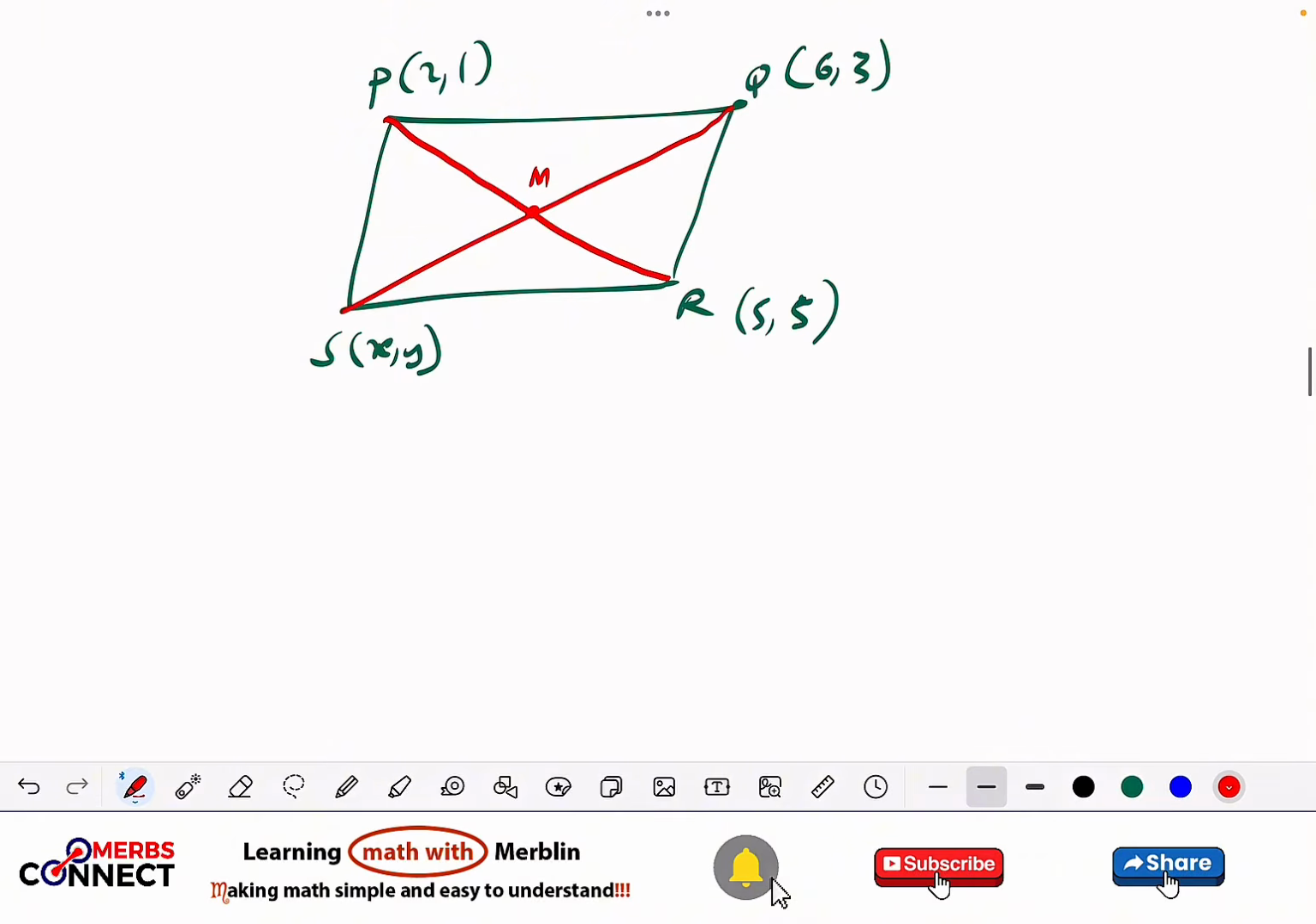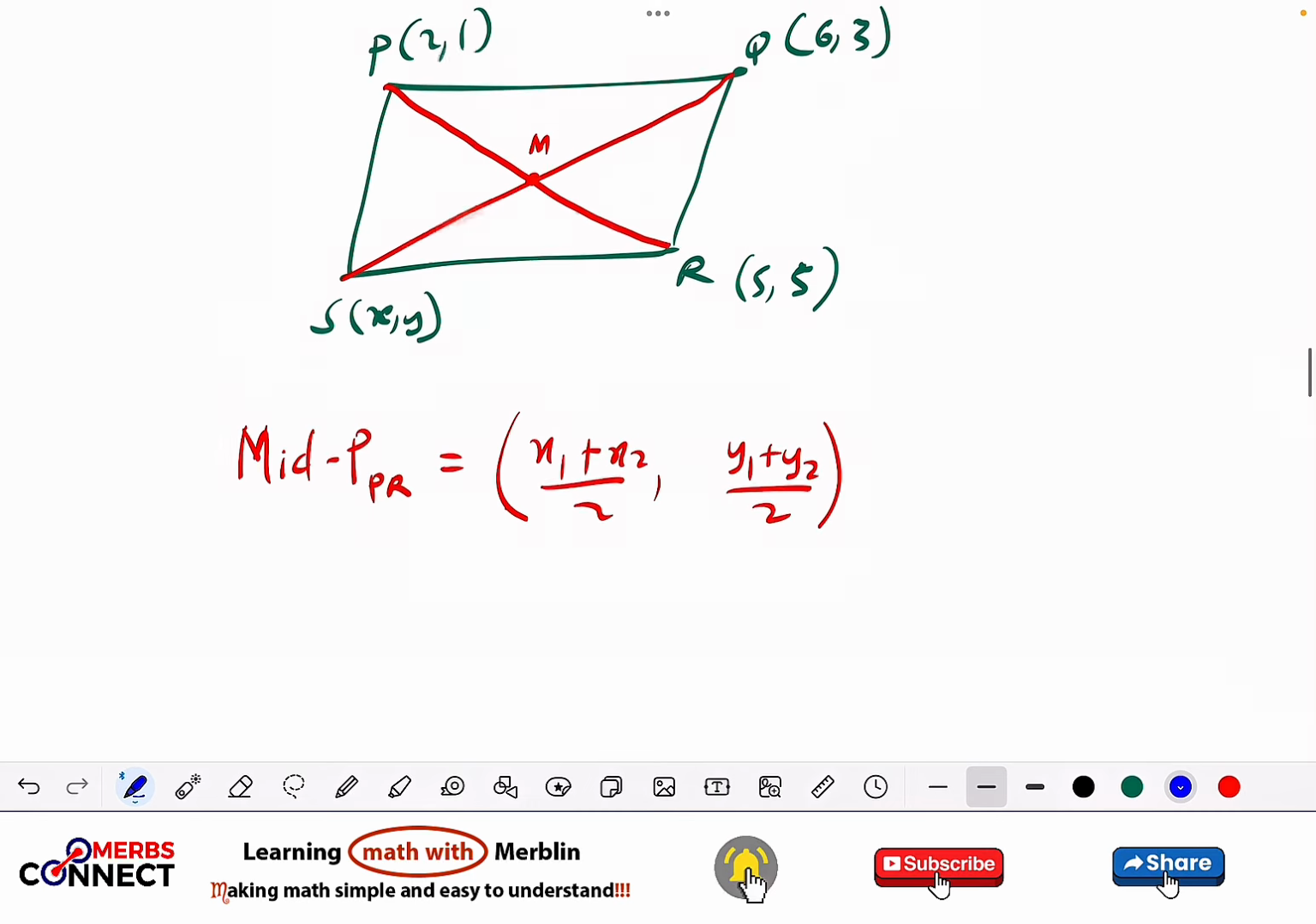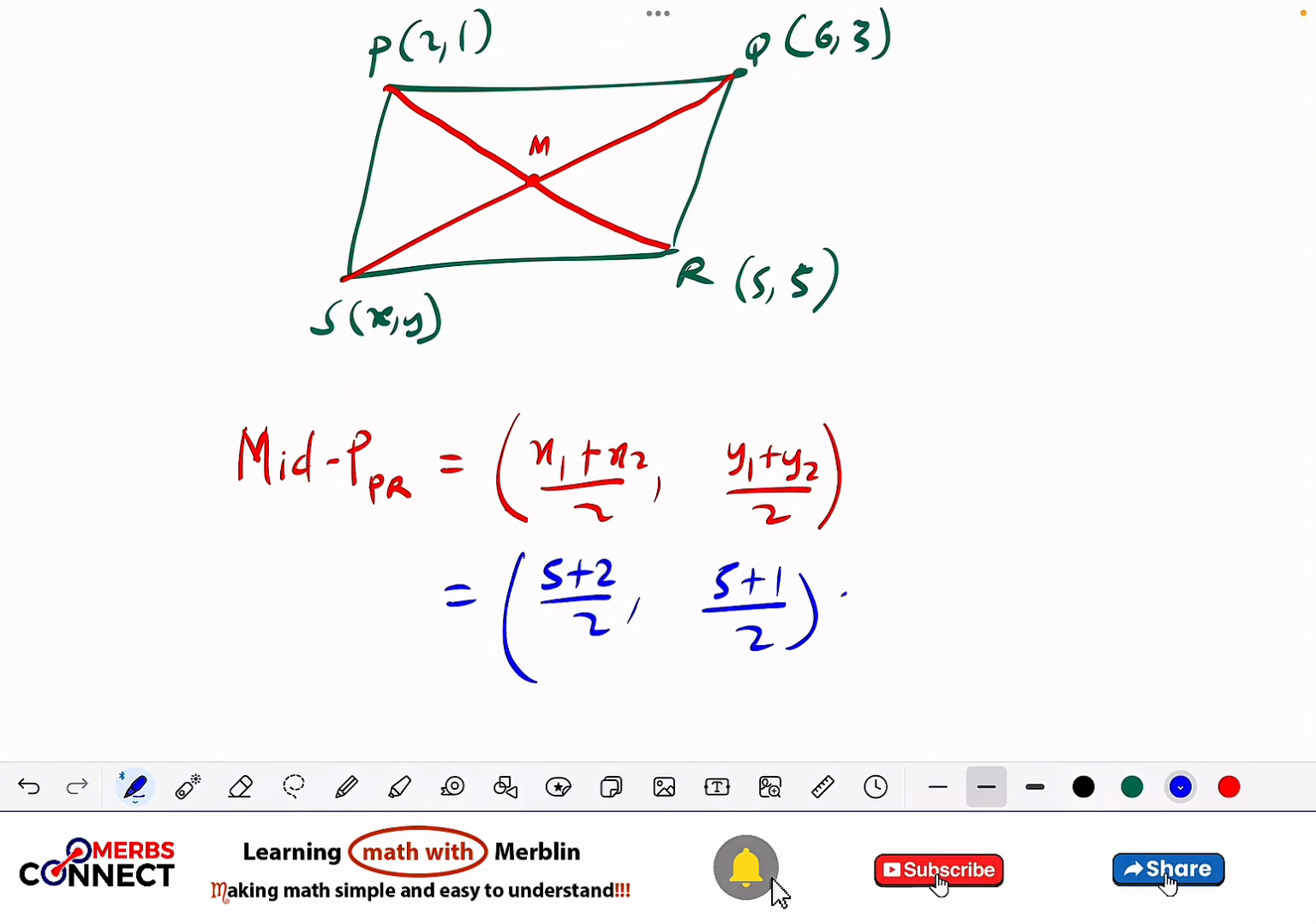Let's go with PR first. So the midpoint of, let's say, PR. We know the formula: x1 plus x2 divided by 2, y1 plus y2 divided by 2. So 5 plus 2 divided by 2, and then 5 plus 1 divided by 2. This gives us 7 divided by 2. 5 plus 1 is 6, 6 divided by 2 is 3. So this will be the midpoint for PR.